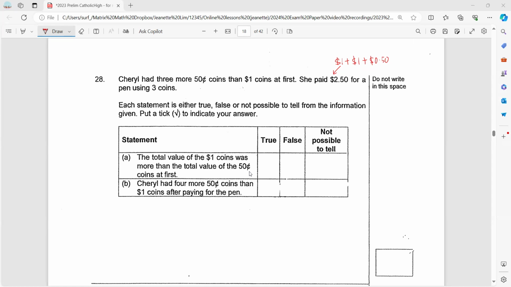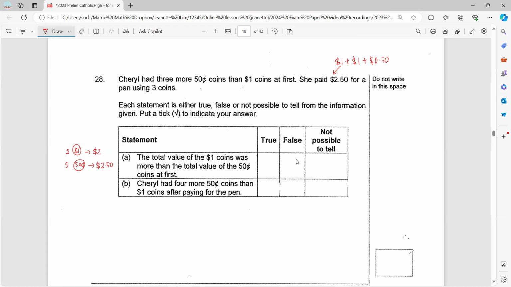So 2 $1 coins, assuming she only has 2 $1 coins, $2. Then she has 3 more 50-cent coins. So that's 5 50-cent coins. This will give us $2.50. Right? So which one is more? The 50-cent coin value will be greater than this. So it could be false.